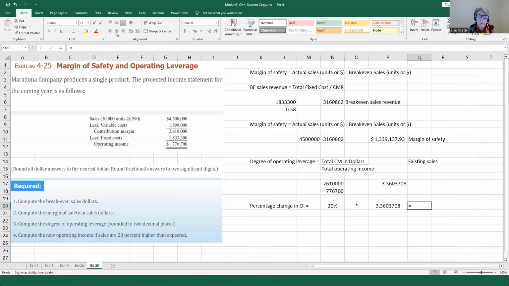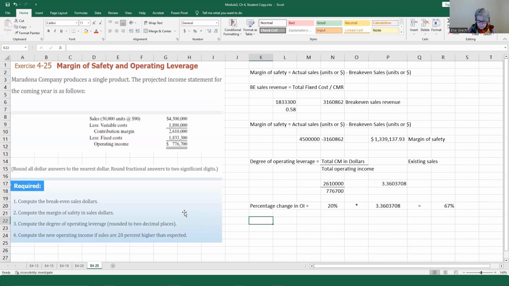Okay, what does that equal? Wait, I'm going to center it. There we go. So we're going to take the 20%, we're going to multiply it by the degree of operating leverage. That is equal to 0.67207. This is actually a percentage. So if sales revenue changes by 20%, then the operating income will change by 67%.